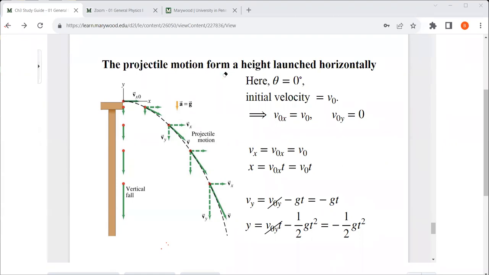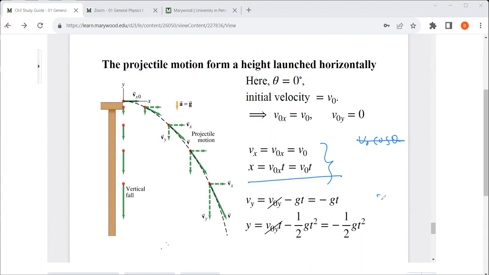Okay, so you see that now Vx equals V0x, which is V0. Earlier it was V0 cosine theta, now it is just V0. And here again it was V0 cosine theta times t, but V0 cosine theta is basically V0. So these are the two equations.